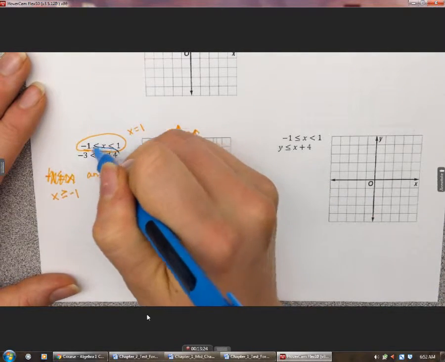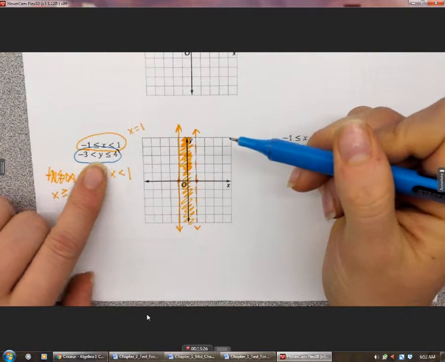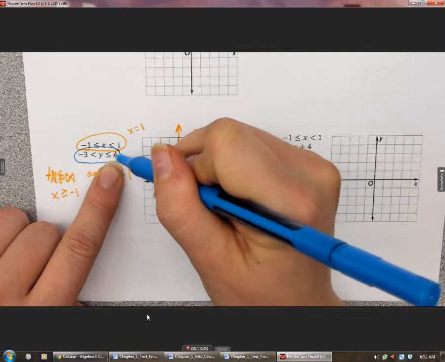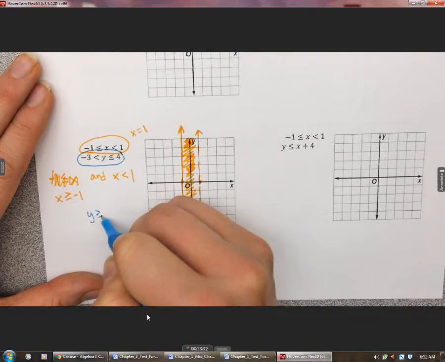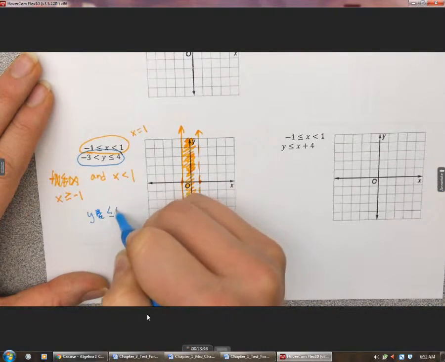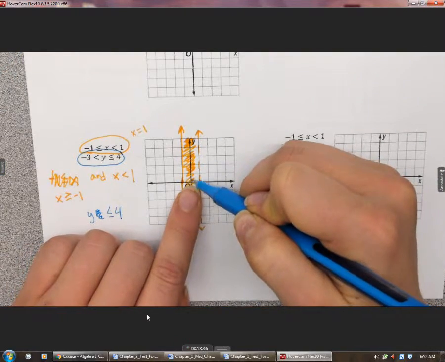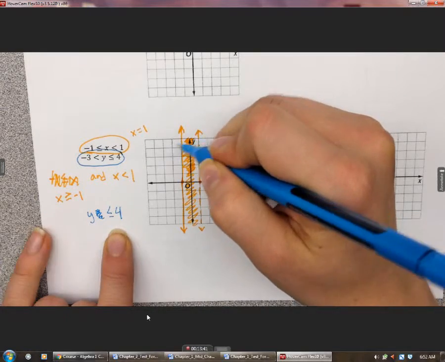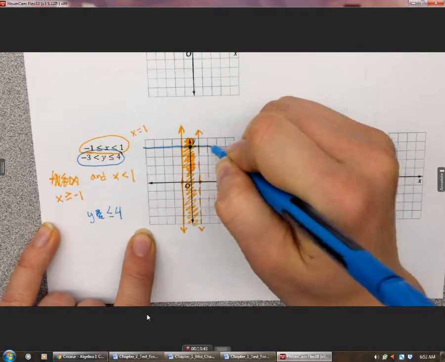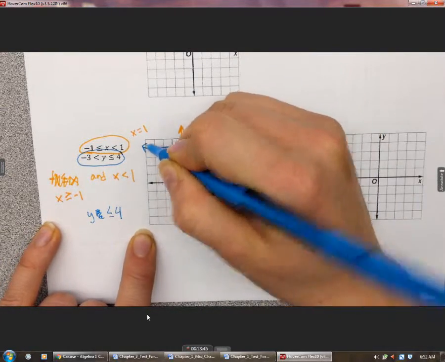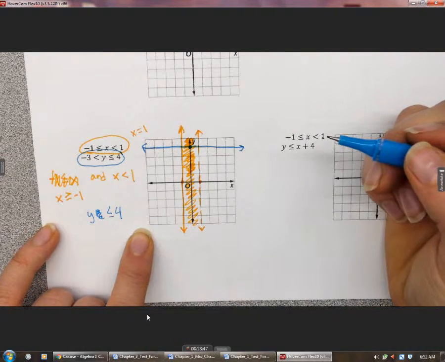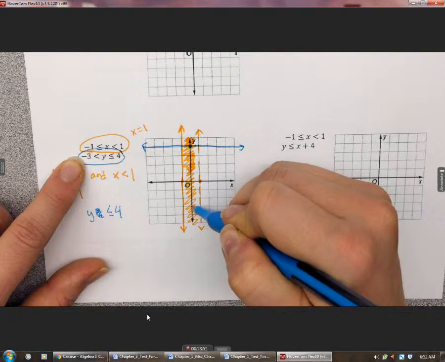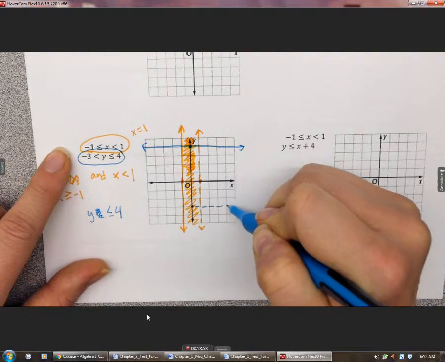So if we look at the second one, y is between 4 and -3. If you look at this first part, it's like y is less than or equal to 4. So I could go up 4, 1, 2, 3, 4. I will make this a solid line because it's an equals. And I can go down to -3, 1, 2, 3. And that will be a dotted line.